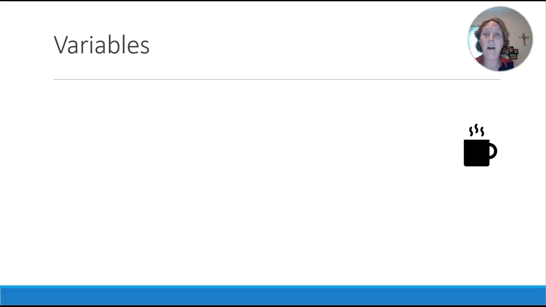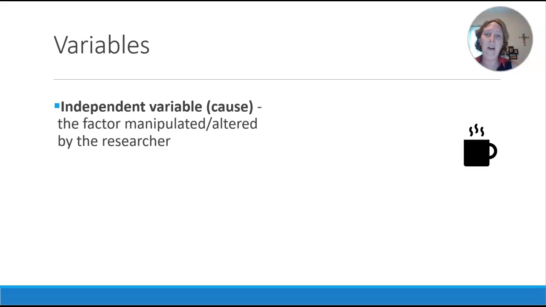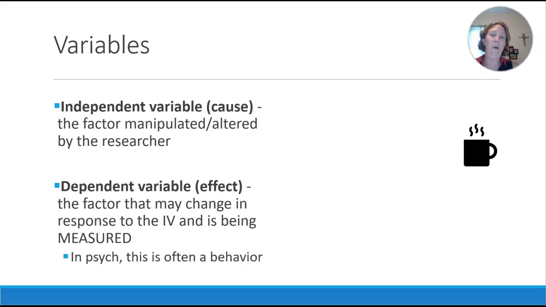Next, we need to decide on our variables and how we're going to measure or define them. We have 2 variables. We have an independent variable, what I refer to as the IV, and we have the dependent variable, what I refer to as the DV. The independent variable is going to be the cause. The dependent variable is going to be the effect.